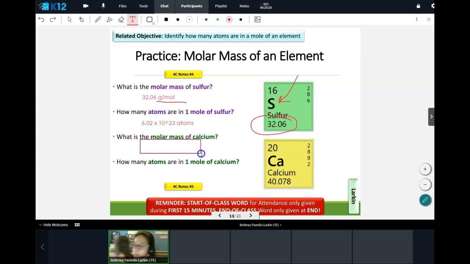Again, molar mass. Please stop climbing on me. It's very distracting.